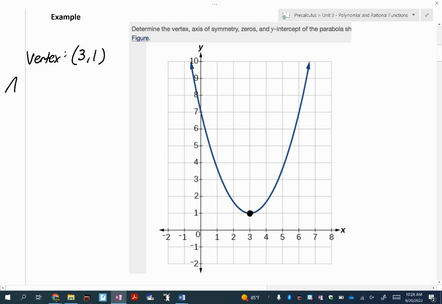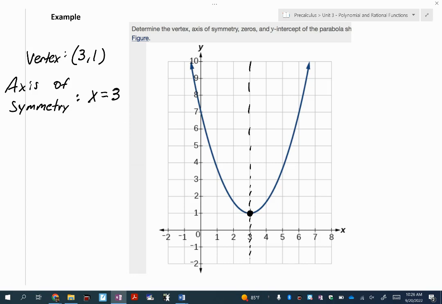The axis of symmetry, again, has to go through that vertex point, so it's always going to be x equals a number. And in this case, you can see the line goes through as x equals 3. That shouldn't be really that surprising because if you look at the x value of your vertex, it is 3.